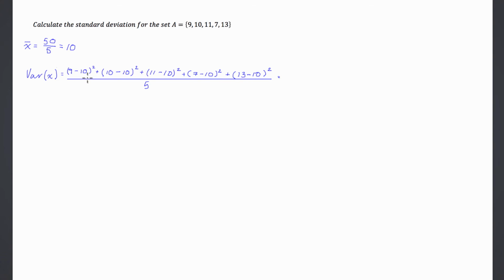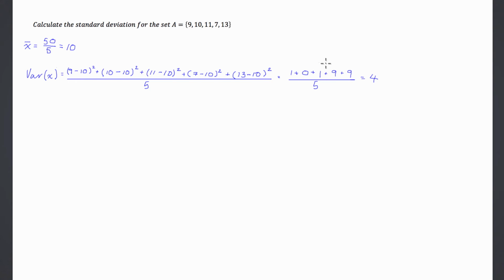Okay. So 9 take 10 is negative 1, all squared is just 1. 10 take 10 is 0, all squared is still 0. 11 take 10 is 1, squared is 1. 7 take 10 is negative 3, all squared is 9. And 13 take 10, all squared is 9 as well. We still have to divide that by our number of elements. So we have 20 on the top divided by 5. So our variance is going to be 4.